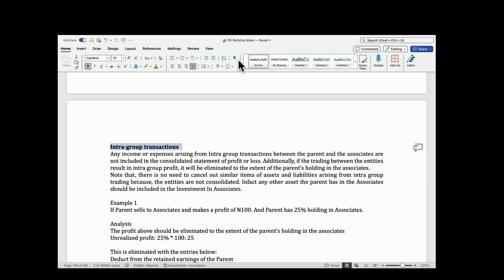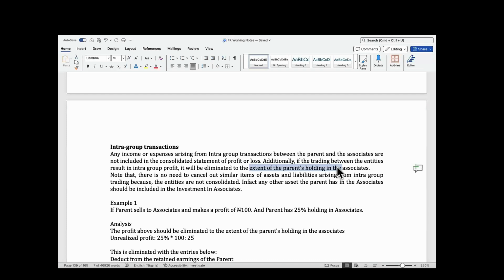However, if the transaction between the two of them gives rise to a profit, that profit also is an intra-group profit. That also needs to be eliminated. But here, because we are not consolidating, you are only going to eliminate that intra-group profit to the extent of the parent holding in the associate.